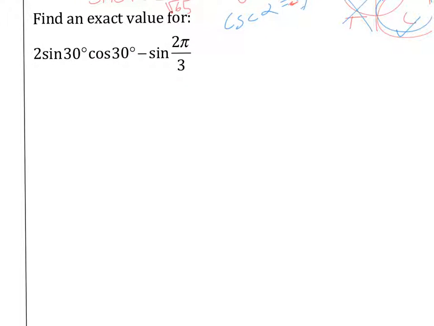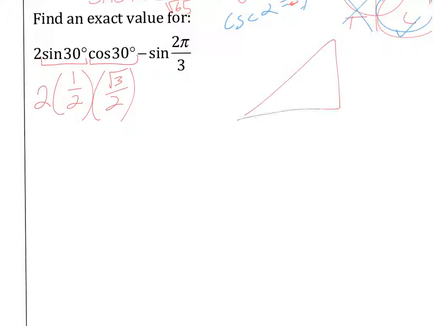Second problem in this section. So we're trying to find an exact value for 2 sine 30 degrees cosine 30 degrees minus sine of 2 pi over 3. Okay, well, let's find these trig values. Sine of 30 is going to be a half. Cosine of 30 is going to be the square root of 3 over 2. If you need to draw this out, that's fine.